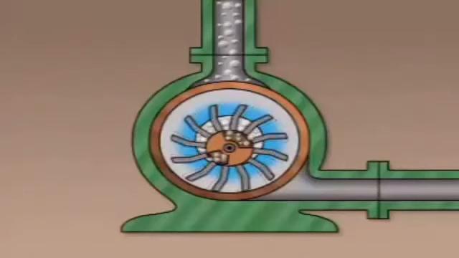The trapped air is forced into the smaller air spaces near the discharge port. As a result, the air's pressure is increased, and the air is pushed out of the discharge port and through the discharge piping to the atmosphere.